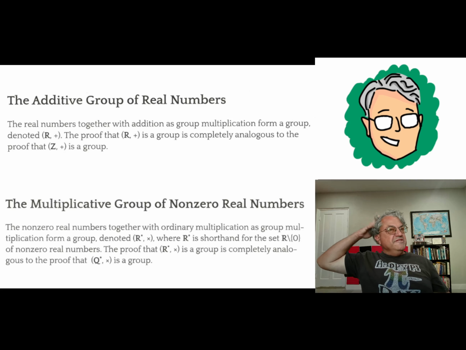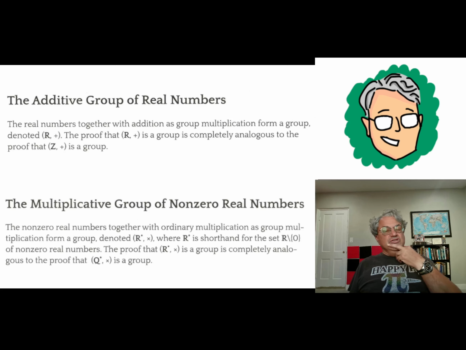Let's look at the reals again. You can use exactly the same arguments I used for the rational numbers to show that the real numbers are an additive group. I'm not even going to bother doing that. You can check it yourself. And then if you do the multiplicative, you consider the non-zero real numbers with respect to multiplication.